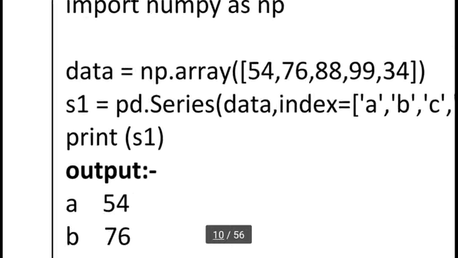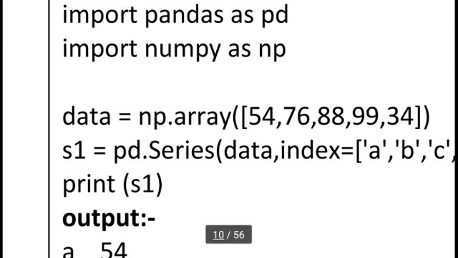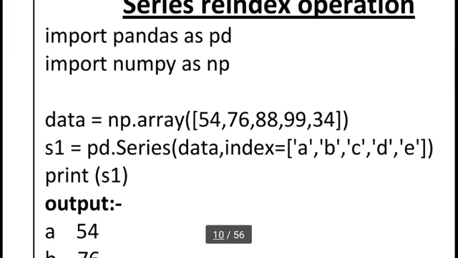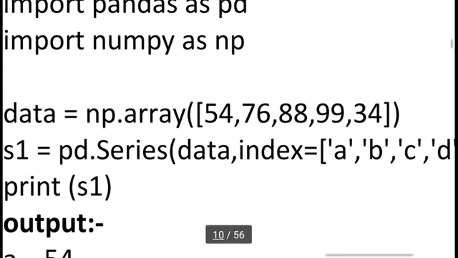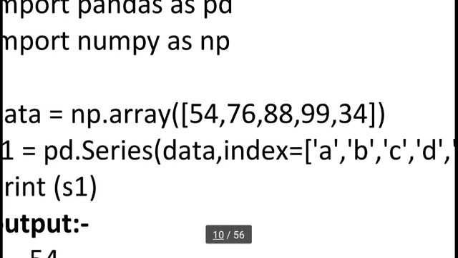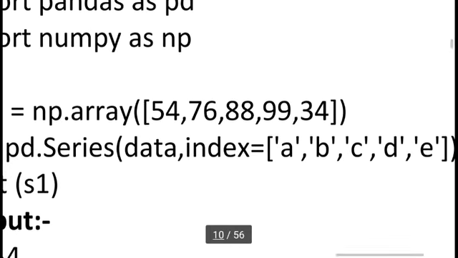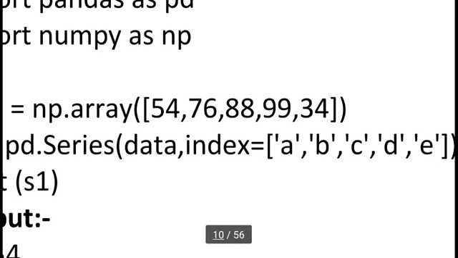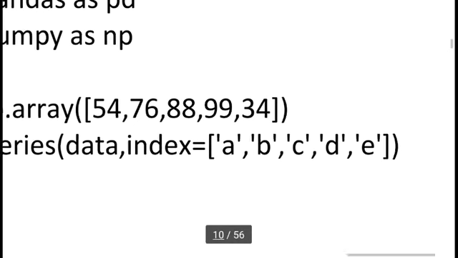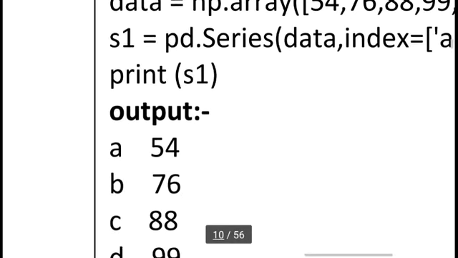For this purpose, here I am using data equal to np.array with several values, and this data is our 1D array, and this 1D array is converted into a pandas series. Here I am using pd.Series with data and index ABCDE. So the default index is 0, 1, 2, 3, 4. 0 holds 54, 1 holds 76, 2 holds 88, 3 holds 99, 4 holds 34. This is the default, but instead of 0, 1, 2, 3, 4 index, here I am using ABCDE. So we can change it and print S1.